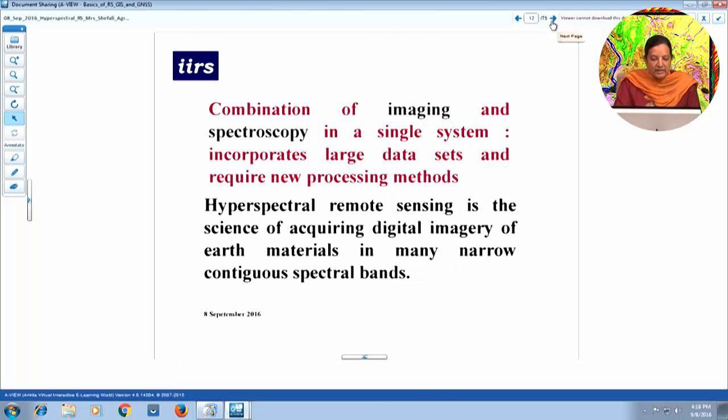So in a way, it is a combination of two technologies, imaging technology and spectroscopy, in a single system, where it is used to acquire large data sets. When you have larger observations, larger data sets, it requires new processing methods. And if you look at it, hyperspectral basically requires narrow bands and contiguous bands. If there are gaps in bands, the continuity of observation is lost.